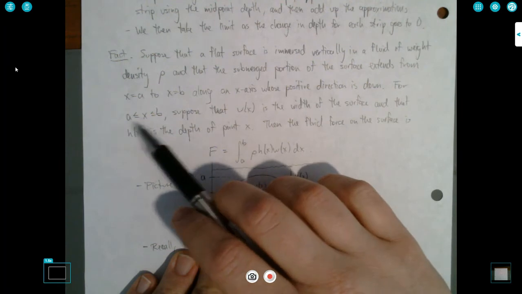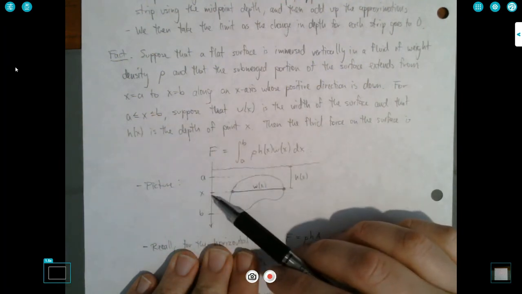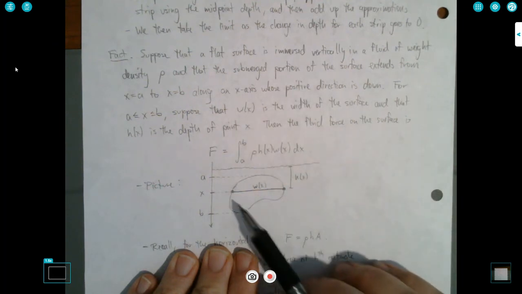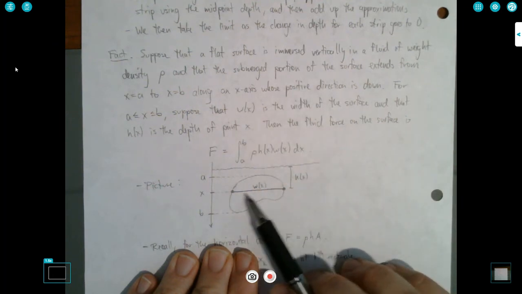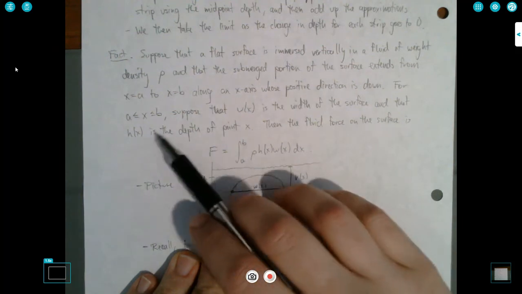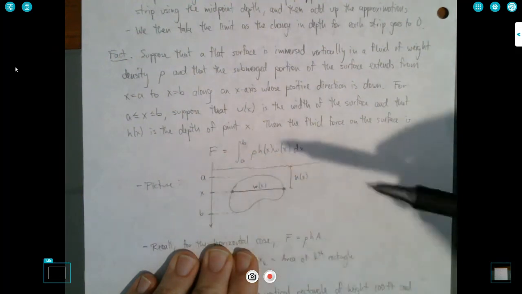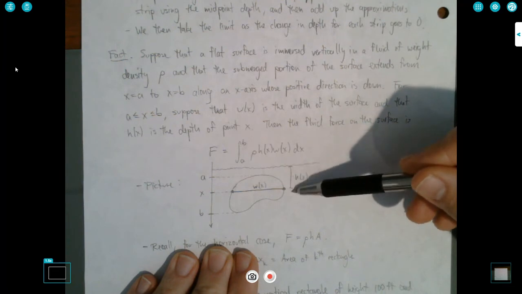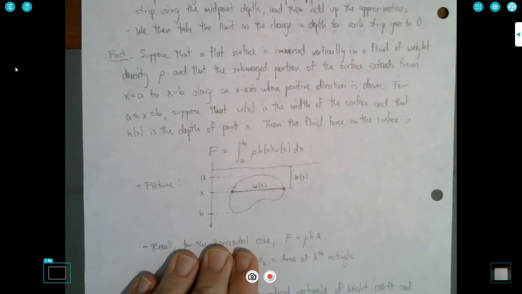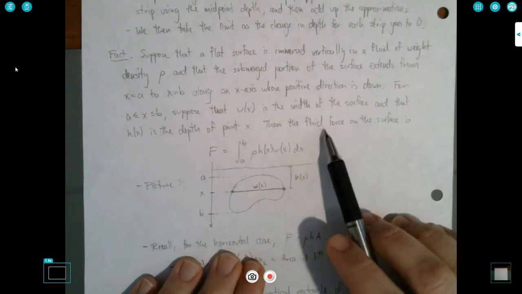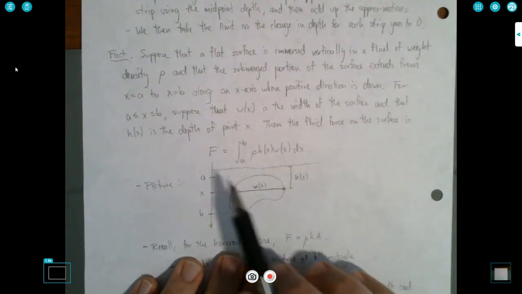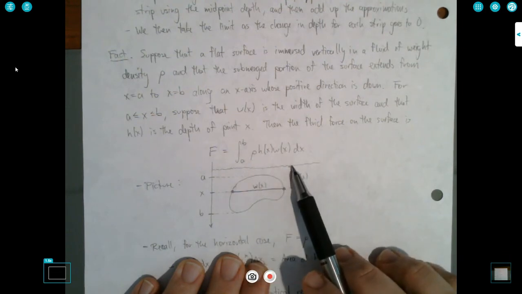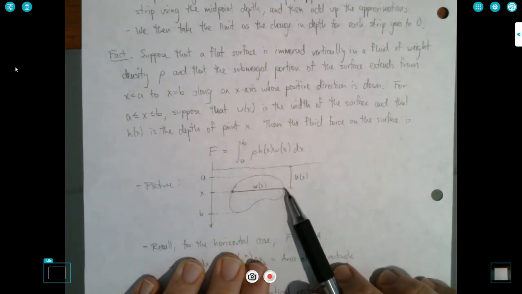So for any x between a and b, like this x right here, suppose that w of x is the width of the surface. So w of x would be this width right here. And then suppose that h of x is the depth of point x. So h of x would be this depth here. Okay? So under all of those assumptions, the fluid force on the surface is the integral from a to b of rho times the depth times the width.